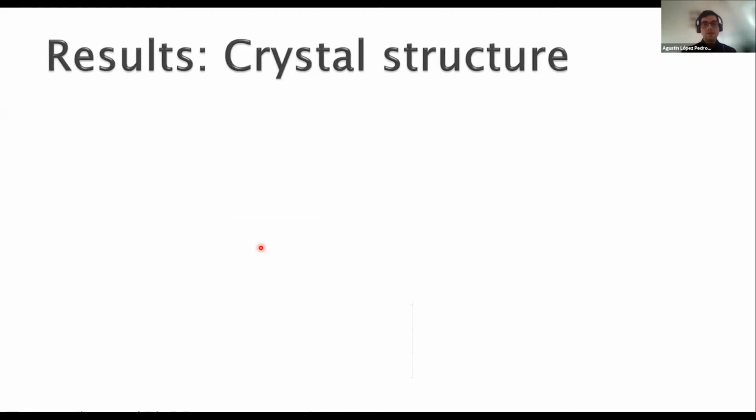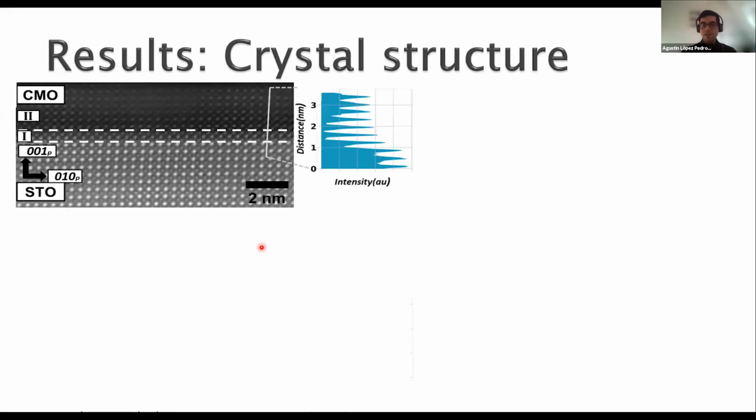So if we continue the analysis and see what happened with the crystal structure, in order to do this, we analyze in detail high resolution TEM images that allowed us to see what happened, especially near the interface between the substrate and the film. These are the kind of images that we obtained. This is particularly for the 3 nanometer samples.